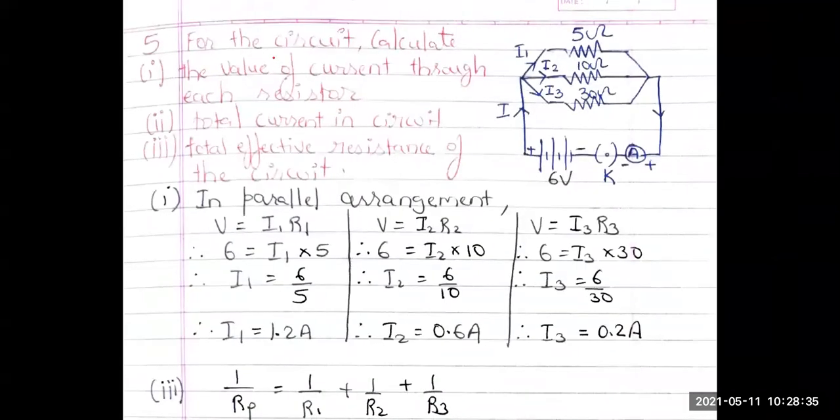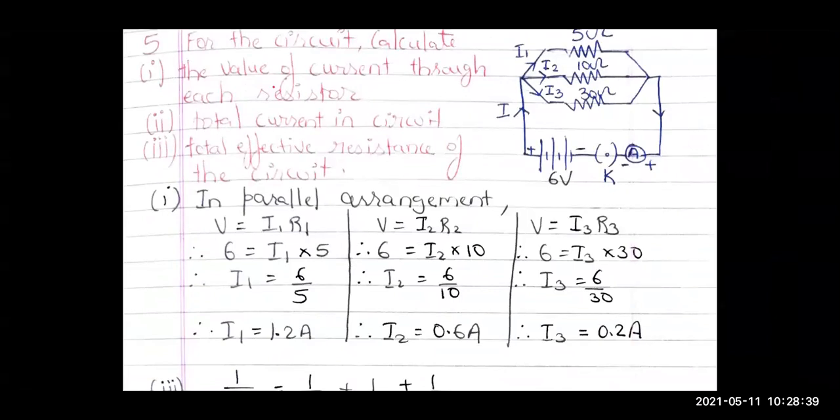Chalo, let's move towards the last numerical for today. Here also you have been given a circuit diagram. In this circuit diagram, you have been given some values. What do you need to find? Here R1 is 5 ohm, R2 is 10 ohm, R3 is 30 ohm.